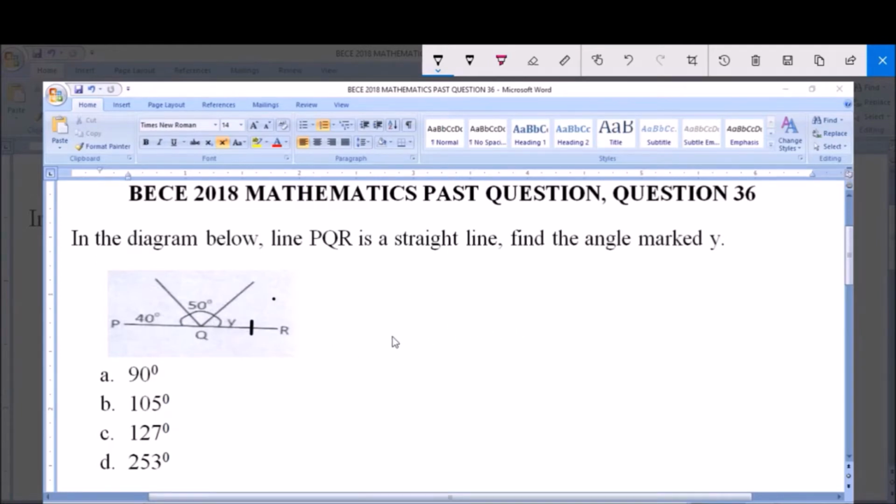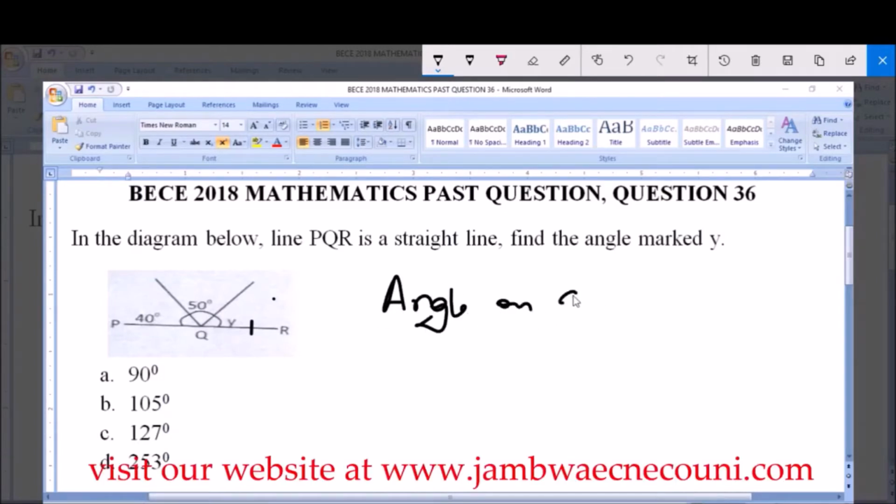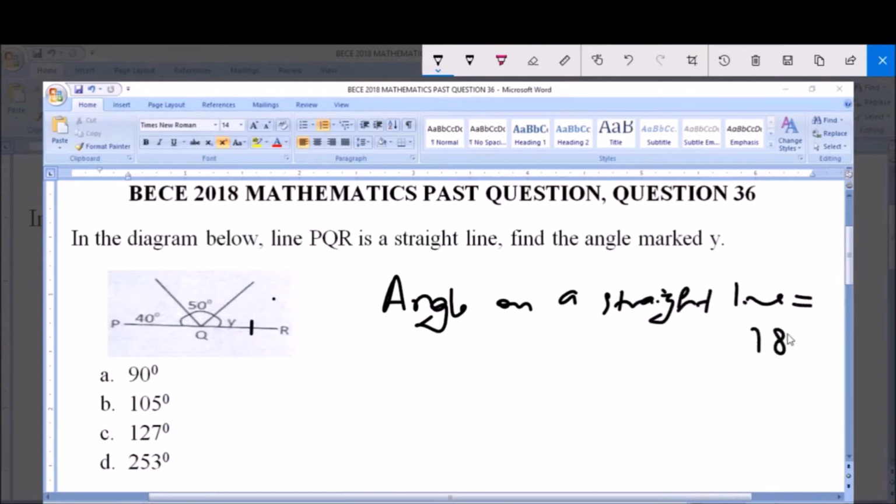Line PQR is a straight line, and like we know, the angle on a straight line is 180 degrees. It means that the sum of all these angles here is equal to 180 degrees. When you sum up all these angles, it will give you 180 degrees. And we have to find angle Y. So when you sum up these angles and equate it to 180 degrees, you can get Y.